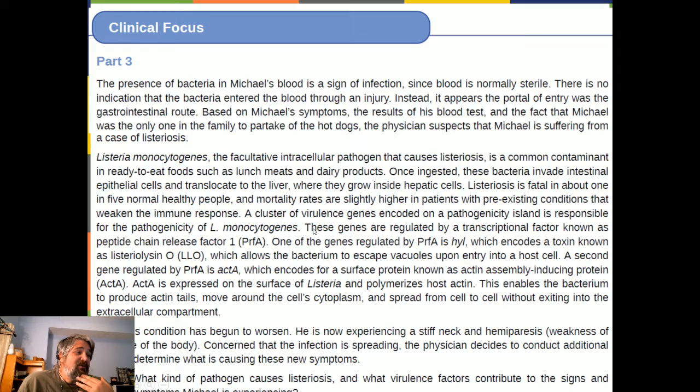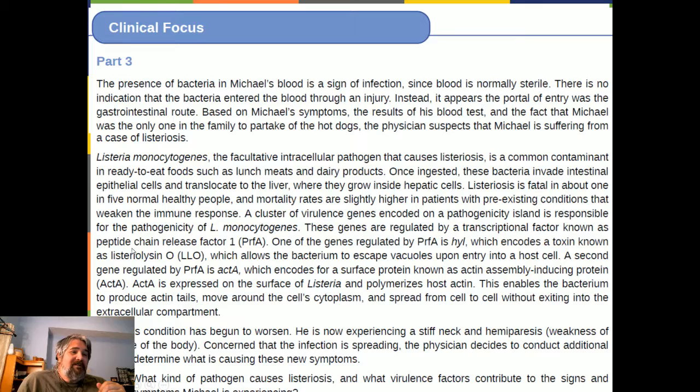A cluster of virulence genes encoded on a pathogenicity island. Okay, so that we haven't mentioned that term before. A lot of these virulence genes tend to occur in clusters, and we refer to that as a pathogenicity island. So these genes are regulated by a transcriptional factor known as peptide chain release factor 1, PRFA.